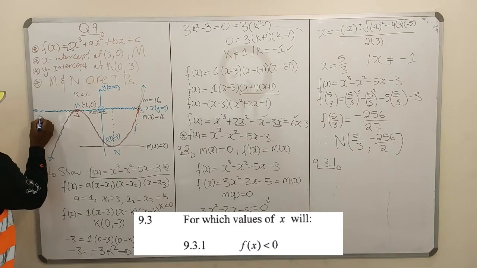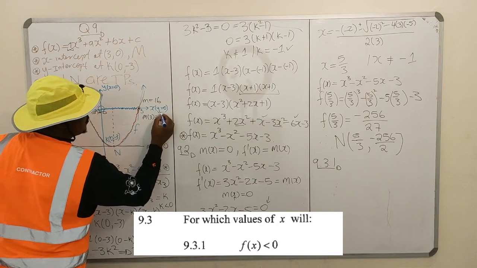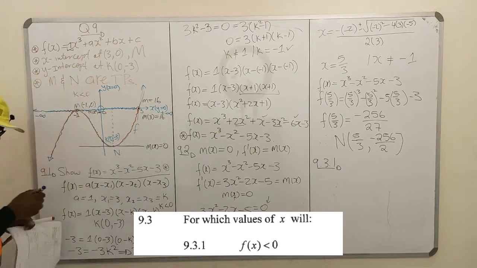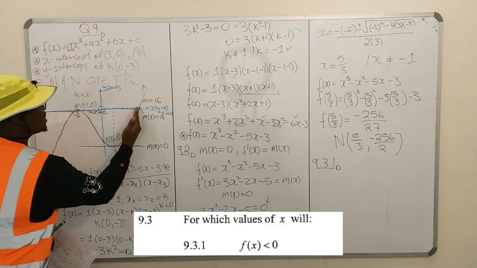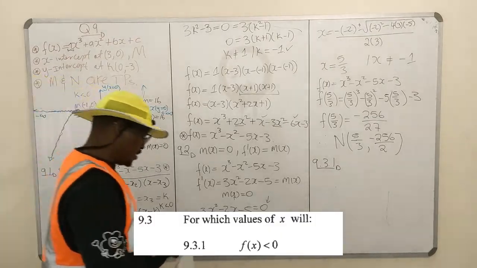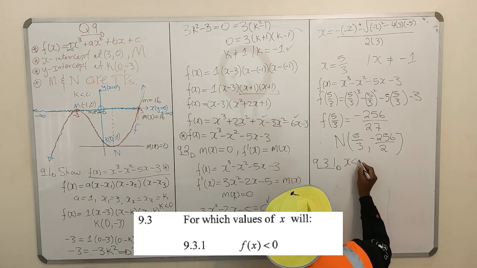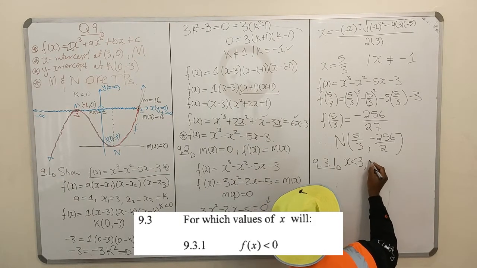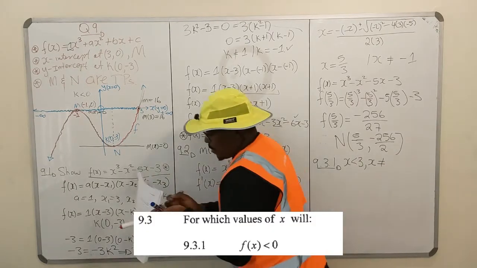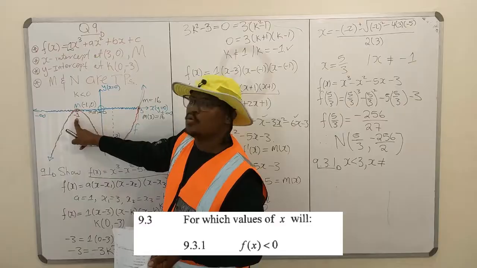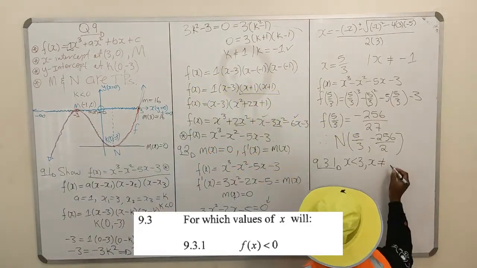So this goes to negative infinity. This one goes to positive infinity. So what are those values of x? They are all the x values that are less than 3. Your x value should be less than 3, but your x must not be equal to -1. Your values should exclude -1.